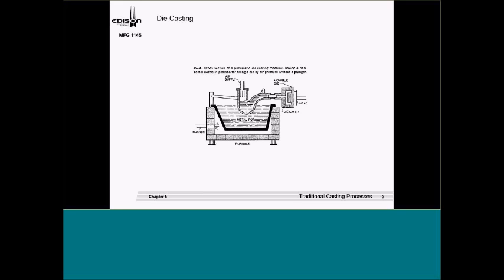This is another one where we're just showing a cross section, and again we have the air supply coming in, forcing the metal into the die head and releasing it. The video that I show is an automatic process where they shoot the die, wait a little bit for solidification, open it up, punch it out, close it up, and get ready for the next shot.